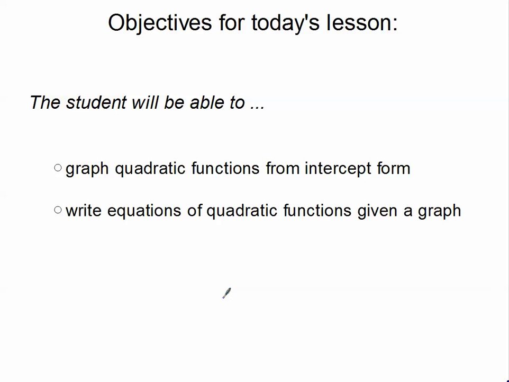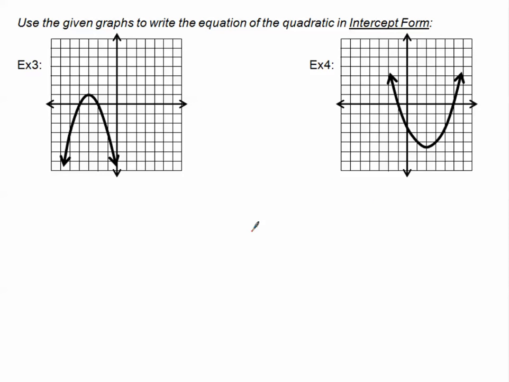In this second tutorial, we will write equations of quadratic functions given a graph. So let's flip over to our last two examples, example 3 and example 4. We're going backwards again. I'm giving you the graphs and you're going to be writing the equations, this time in intercept form. So let's first write down what intercept form is.